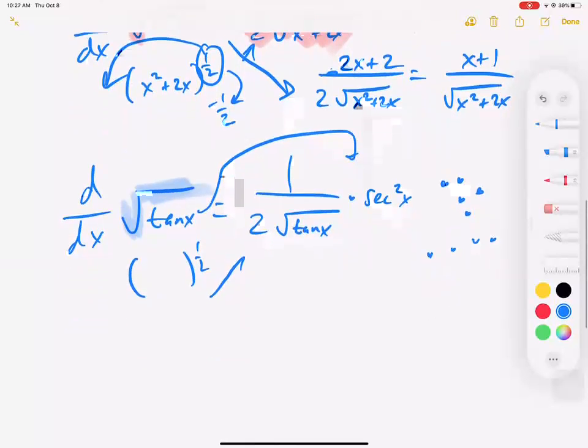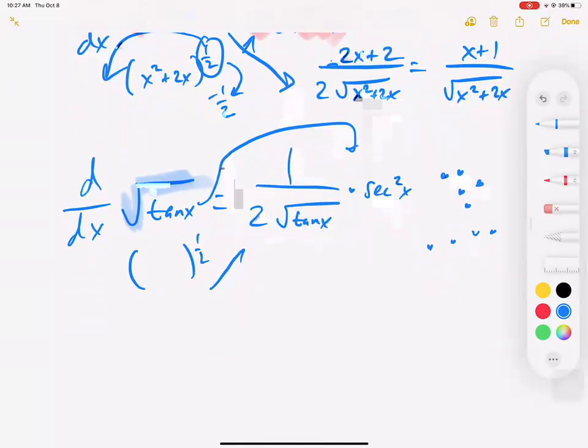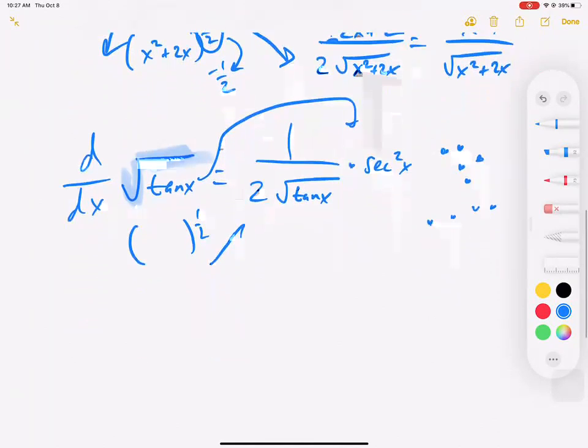Now, a couple of cool things is that if you know that you're going to do chain rule anyways, you could just jump to secant squared, because that's the derivative of the inside over the 2 square root of tangent x you were going to have.